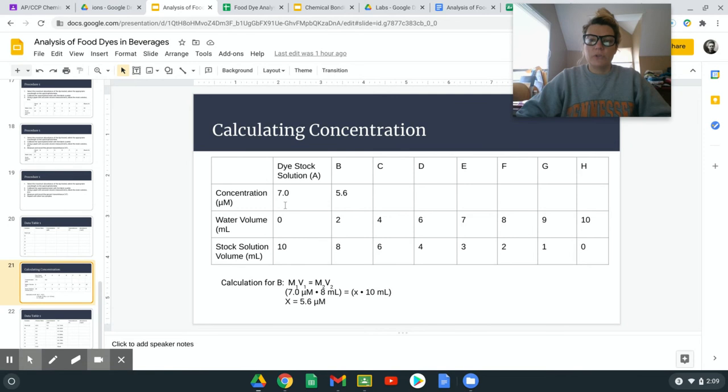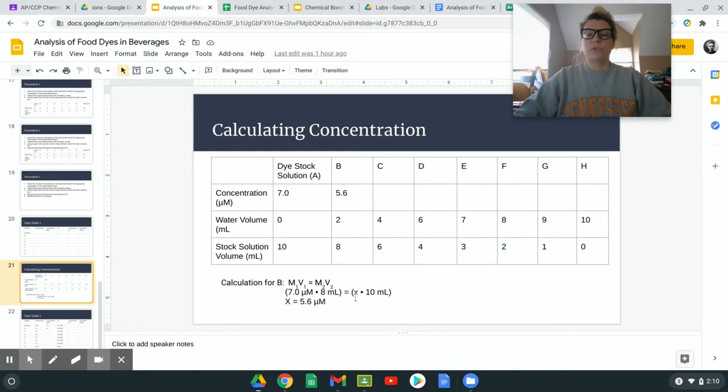In order to solve this, we know that we're starting out with a 7 micromolar solution of blue dye. Then to calculate the rest of them, I'm going to do this M1V1 = M2V2 calculation. So the molarity times the volume of solution 1 is equal to the molarity times the volume of solution 2, okay? You always start with your stock as your starting concentration. So our starting concentration is 7.0 micromolar times, and in solution B, I'm using 8 milliliters of the stock solution. So I'm going to multiply that by 8.